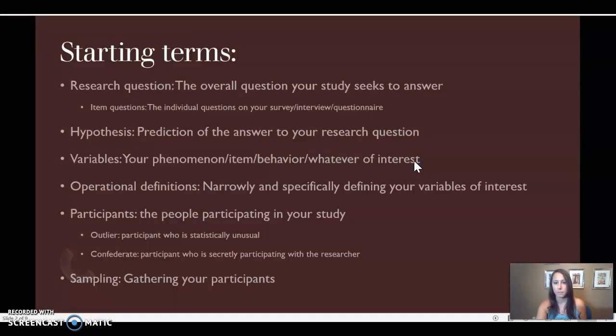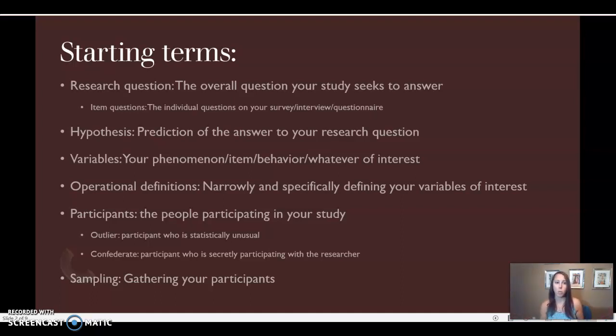All right. So, some terms to start off with, terms that are significant at the beginning of a study. So first of all, a research question is the overall question that your study seeks to answer. So maybe something like, does caffeine affect recall in study sessions? Or does overall level of exercise contribute to level of happiness? So the big picture question that your study seeks to answer.